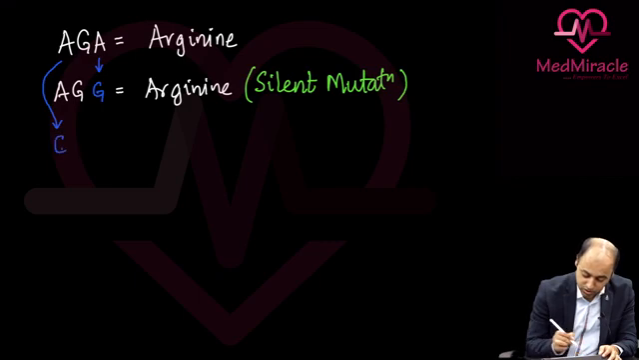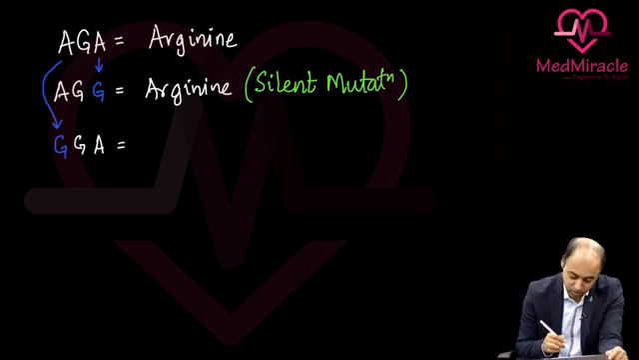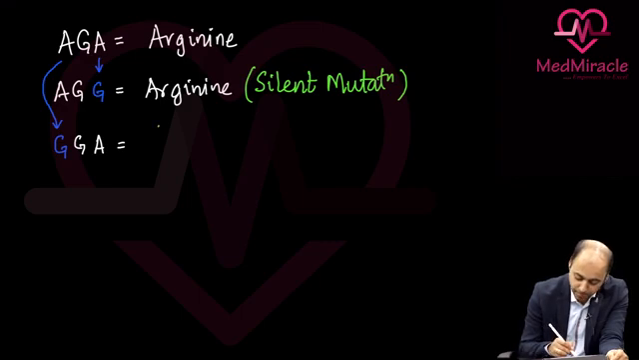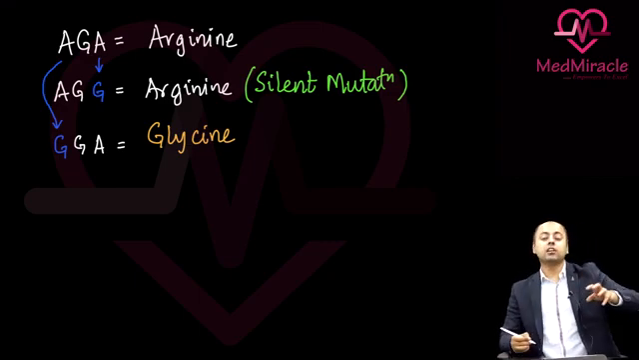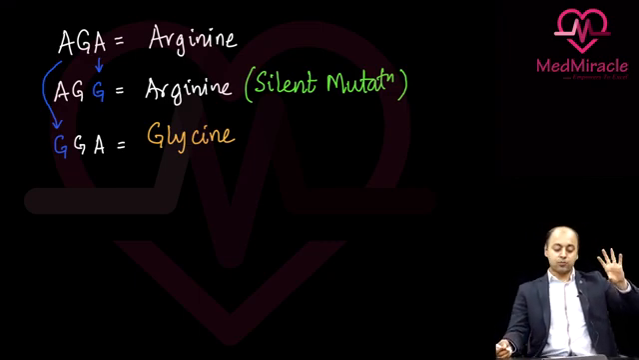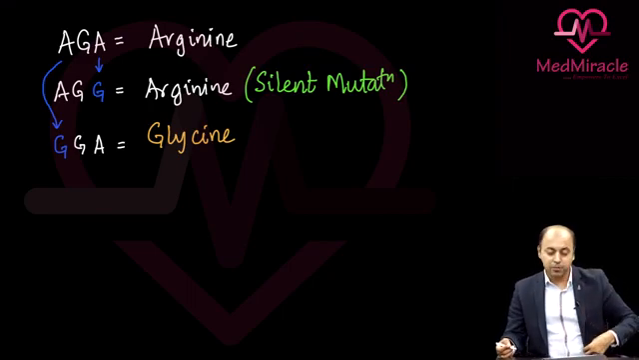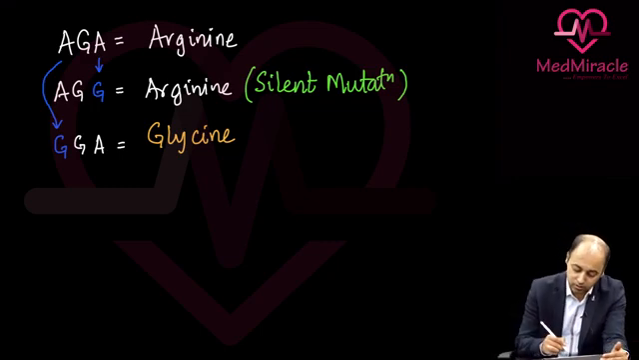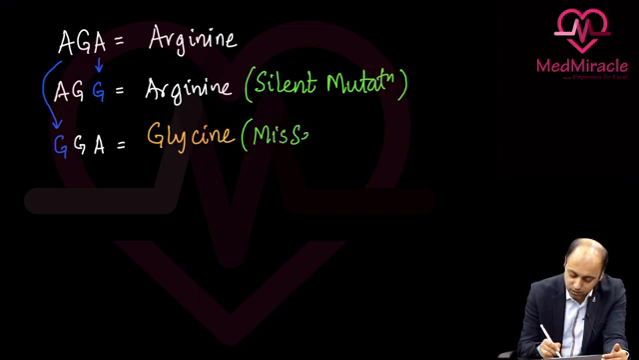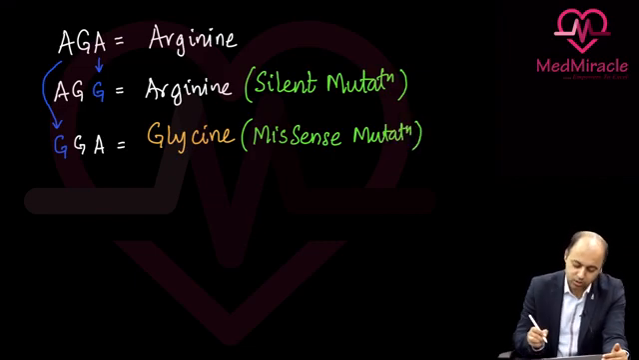Let's carry out the same change but in a different place so that our sequence now is GGA. Now GGA codes for glycine. Now this is interesting. The sense, the translation, was supposed to be arginine, but because of the base substitution, the meaning has become incorrect. There is a mistake here. Because the sense is incorrect, showing a mistake, we call it the missense mutation.